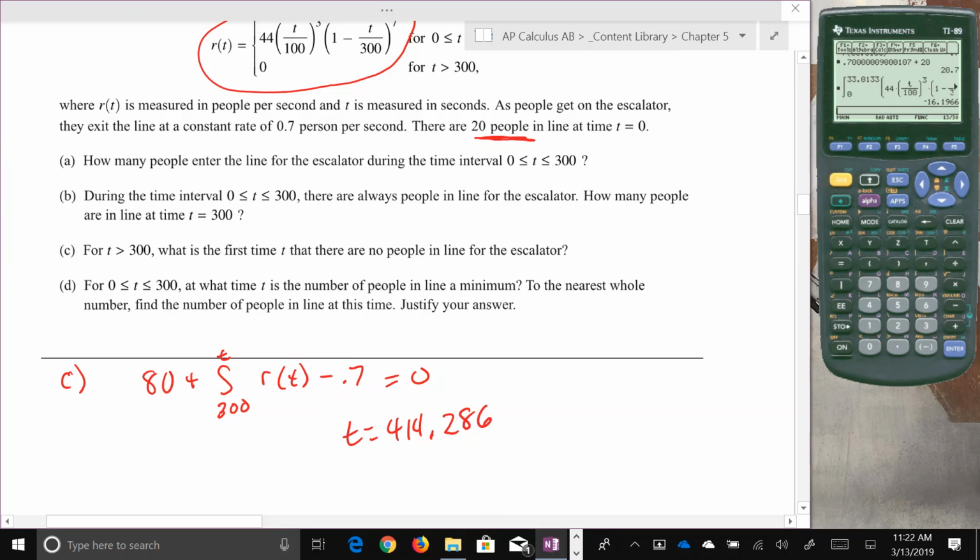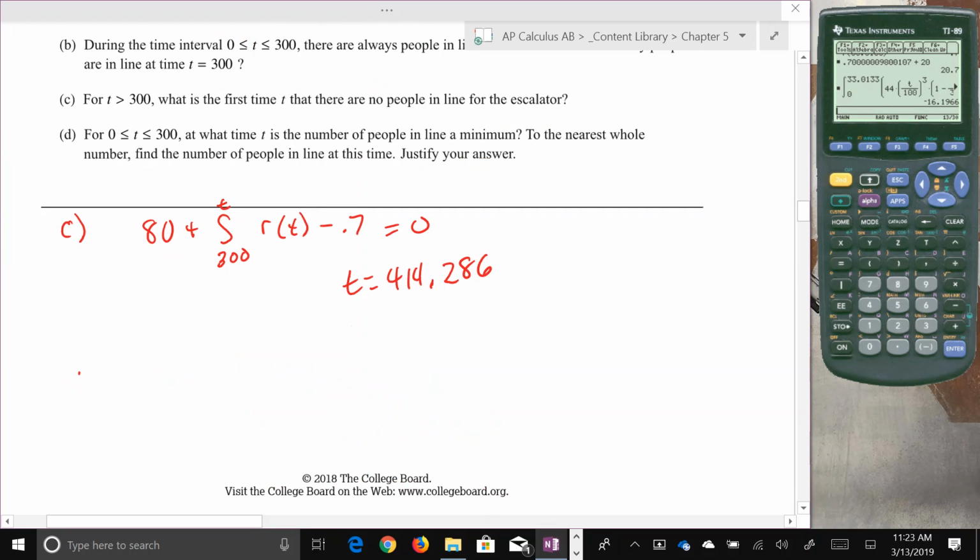All right, then part D, what we're talking about is between 0 and 300, at what time t is the number of people in line the minimum. Okay, so we're looking for the absolute min. So let's get our equation for part D. We have a function representing the initial 120 people, plus the integral from 0 to t, where t is going to be between 0 and 300, I don't know how much it is, of the rate of people coming on minus the rate coming off. So that's the setup for D.